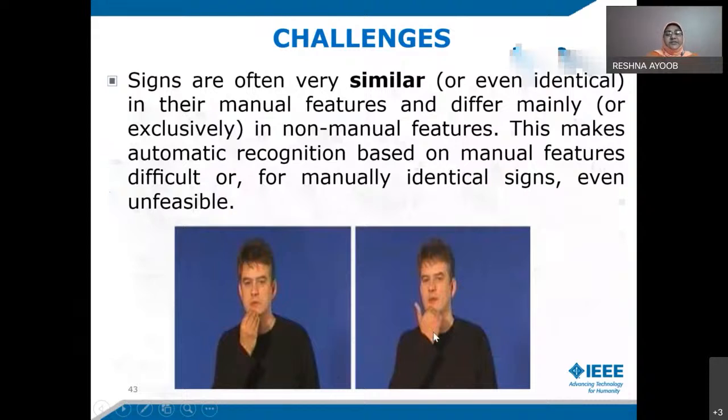Another one is a similar set of signs. Here two signs are there. The signs are similar. One is like this, without showing the thumb, and another is showing the thumb. So these signs, similar or even identical in the manual features, differ in non-manual features. So in this type, we have to make use of non-manual features, since for manually identical signs, manual features alone are unfeasible.